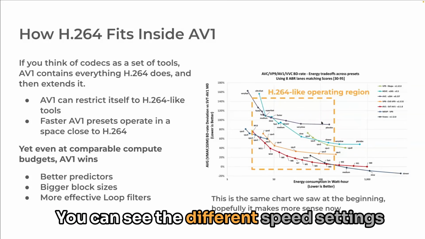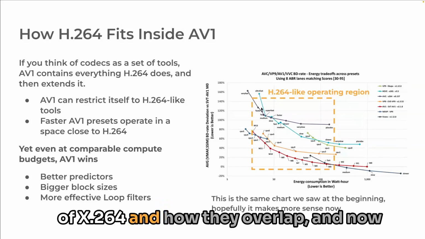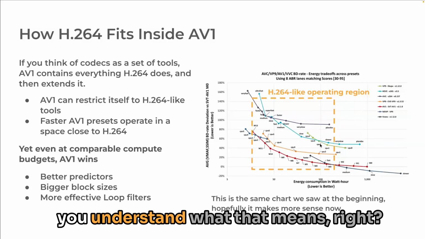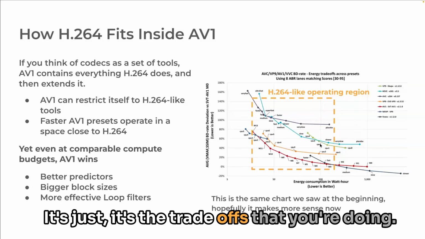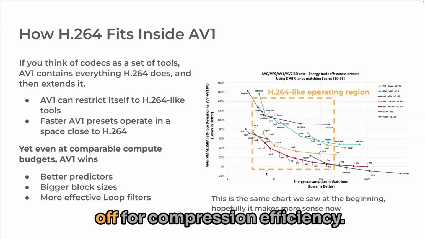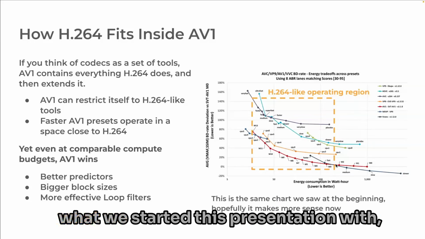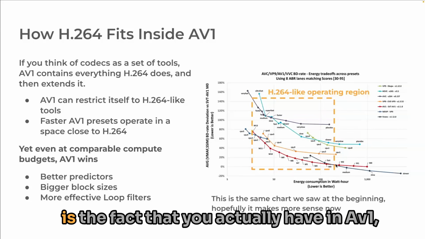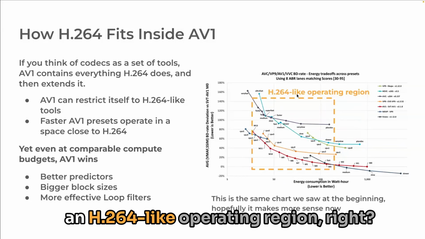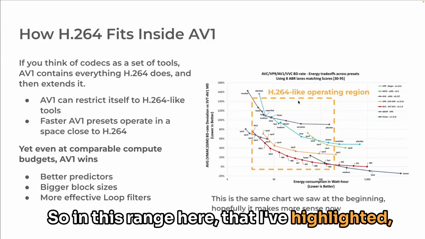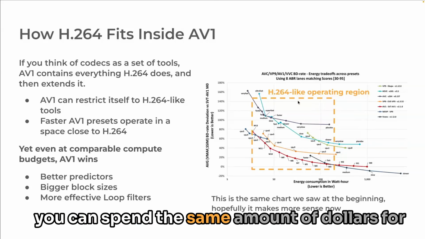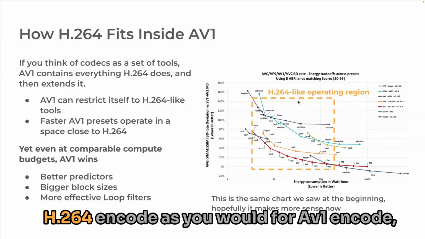You can see the different speed settings of H.264 and how they overlap. And now you understand what that means, right? It's the trade-off that you're doing, how much money you're trading off for compression efficiency. What I want to highlight here, that's what we started this presentation with, is the fact that you actually have in AV1 an H.264-like operating region, right? So in this range here that I've highlighted, you can spend the same amount of dollars for an H.264 encode as you would for an AV1 encode.